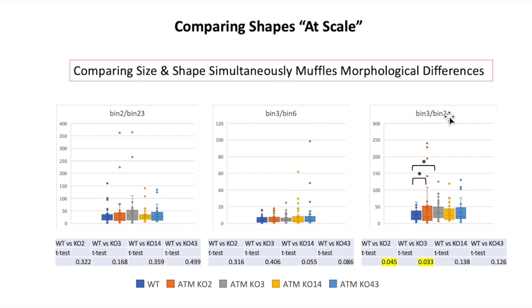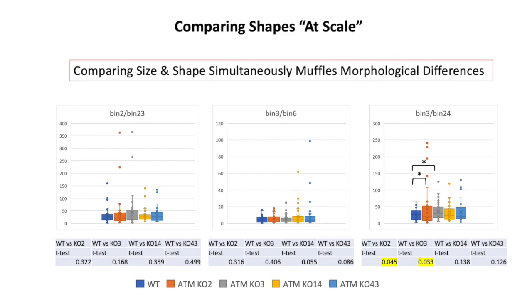And in this third index, derived by dividing bin 3 over bin 24, we did find 2 groups that were different, but not the groups that were visually different, right? As in the groups that we know exhibited very jagged edges. And so this tells us that when we compare size and shape together, it muffles any morphological differences.